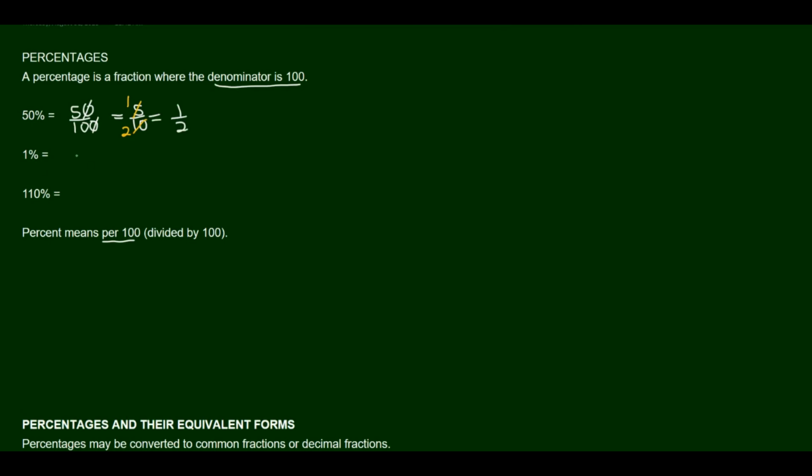Right, 1%. 1% means 1 over 100. And then we cannot reduce this one further, so it remains as it is. 110%. You can get percentages above 100. Some people think that percentages go up to 100. No, we can get percentages above 100. So 110% means 110 over 100.